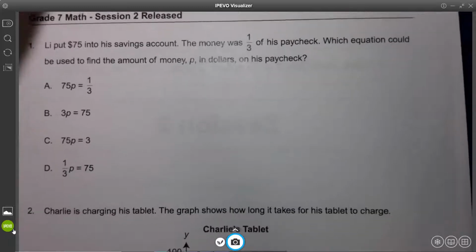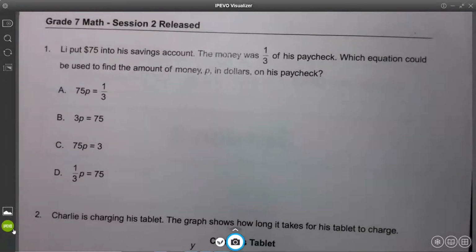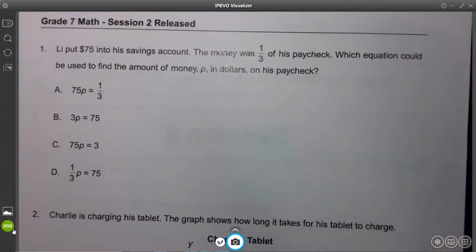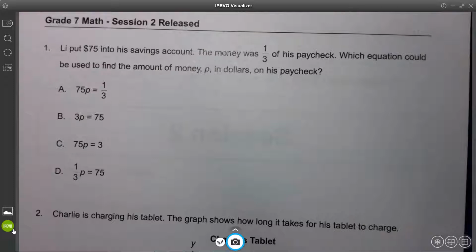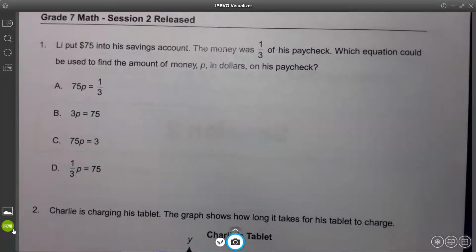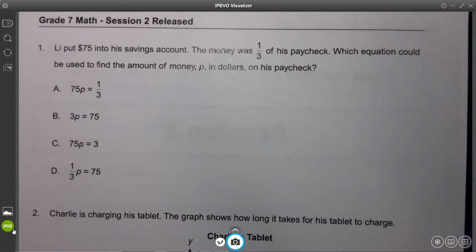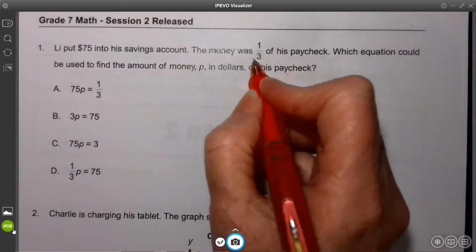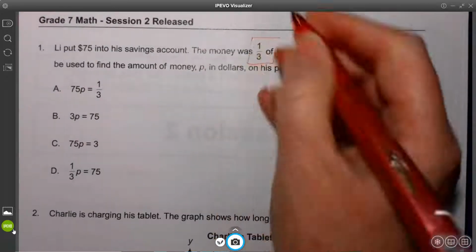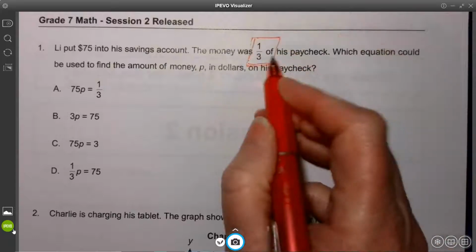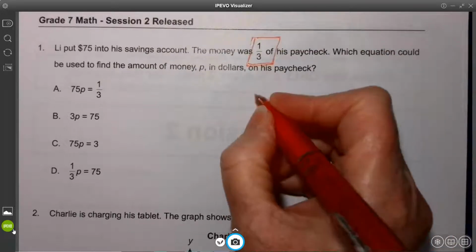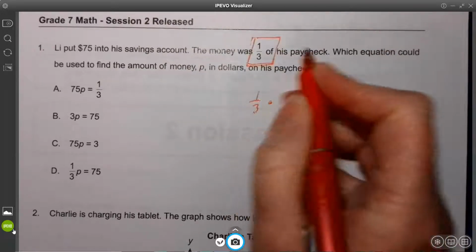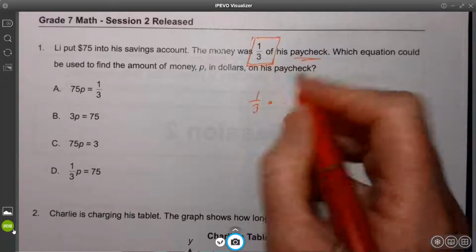Number 1, you can read it on your own. I don't need to read it to you. And again, I recommend that you pause yours, read the problem, see if you can do it on your own first and figure it out. So on this one, what you want to look for on all your testing is look for keywords. See how this one says 1/3 of? Whenever I have 1/3 of or 1/2 of or anything, that means I'm going to take 1/3 times. And what am I going to take 1/3 of? The paycheck.